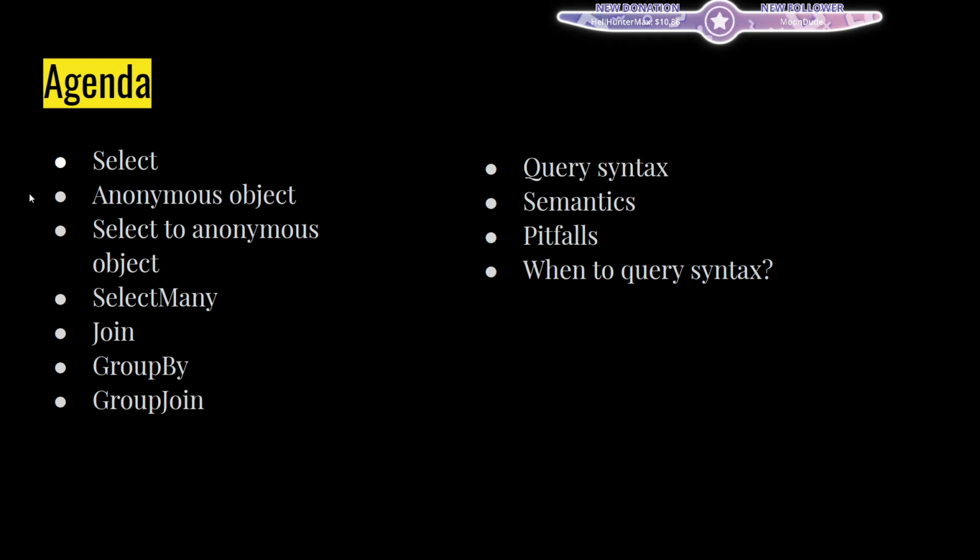So the LINQ methods that we'll be learning today are select. We'll learn about anonymous objects. We'll learn about selecting to anonymous objects, select many, join, group by, group join. Then we will have a look at query syntax, how it is different. We'll discuss the semantics and when to use query syntax and when not. And some pitfalls, but I ran out of time and pitfalls will be shown in the live coding part.